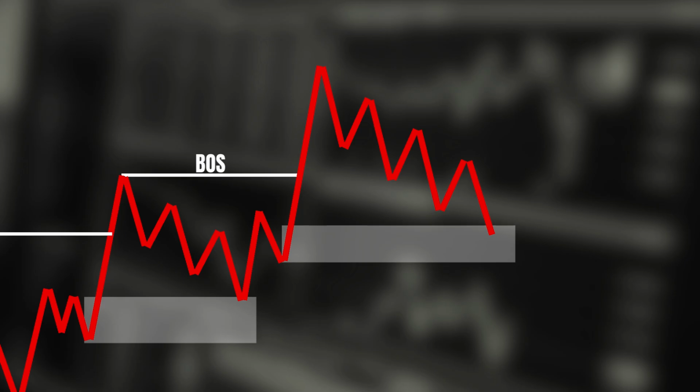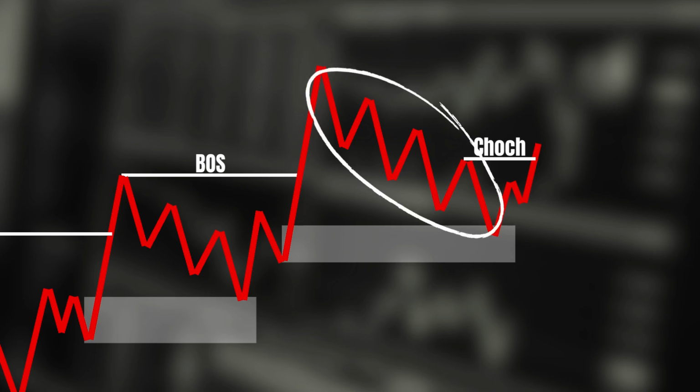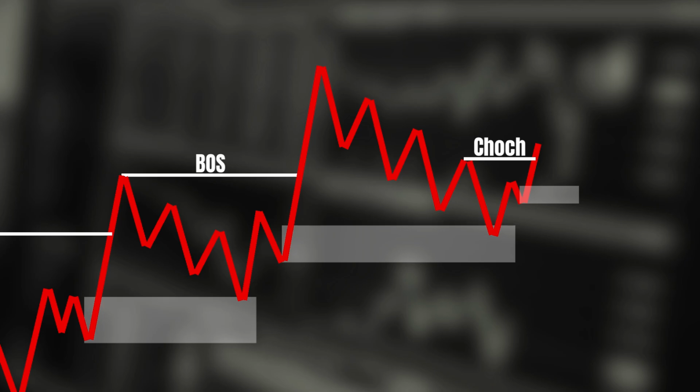On the lower timeframe, wait for the price to break above your local swing high. This indicates that the internal bearish momentum is over, and buyers are stepping into the market. Identify your lower timeframe demand zone and wait for the price to retest it. Once it does, you can safely execute your trade.